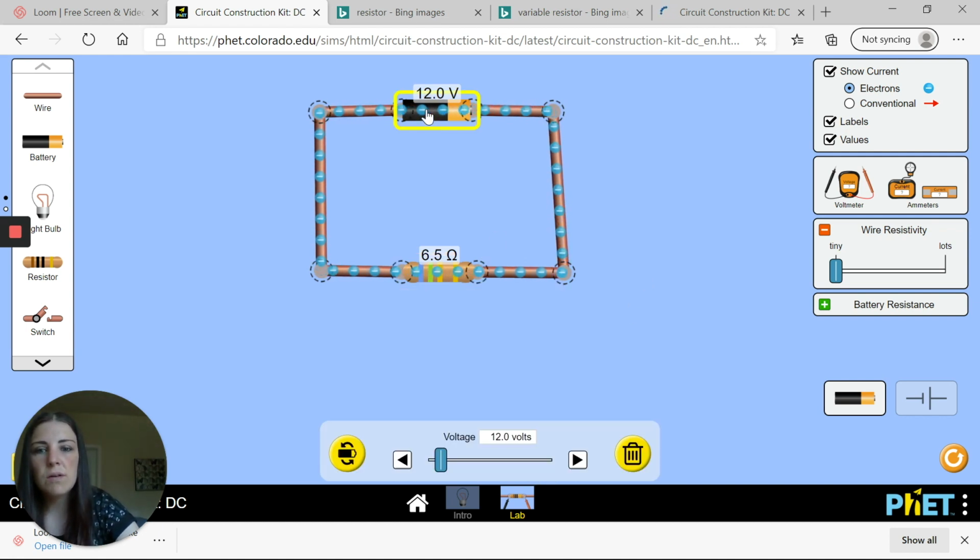Okay, so you can have a play about with this. If you click on the battery, you can change the voltage. But I'll just let you pause the video whenever you want to have a go at that and have a wee play about with it.